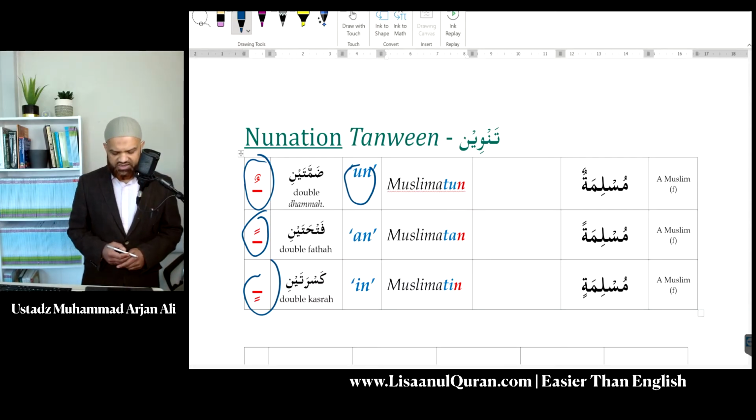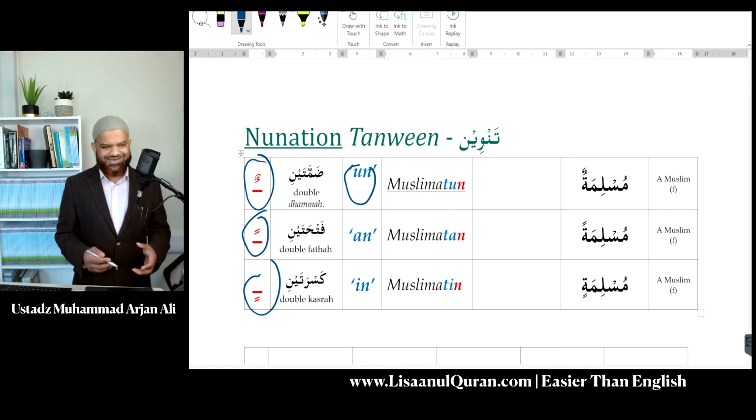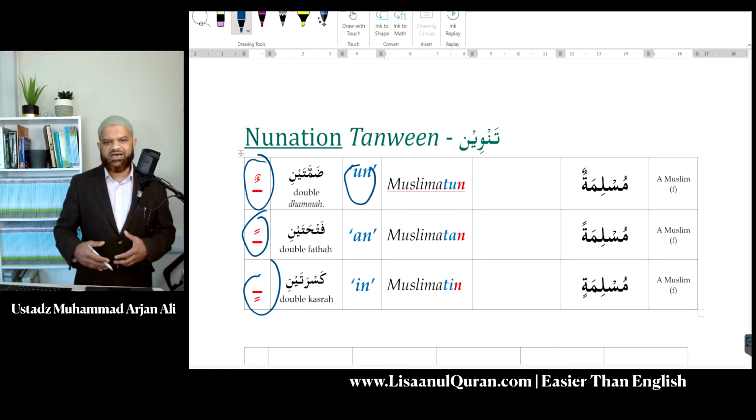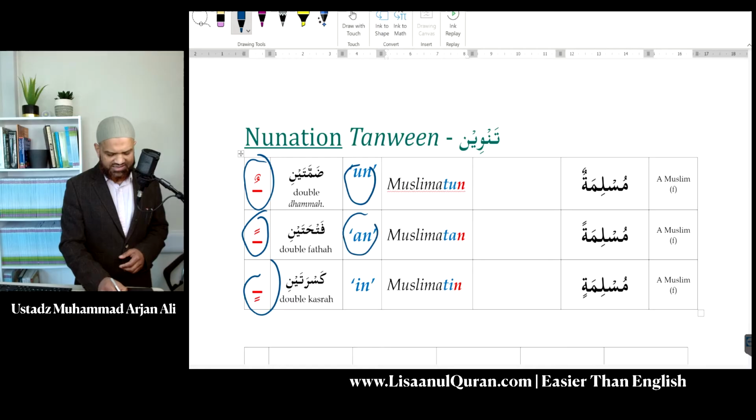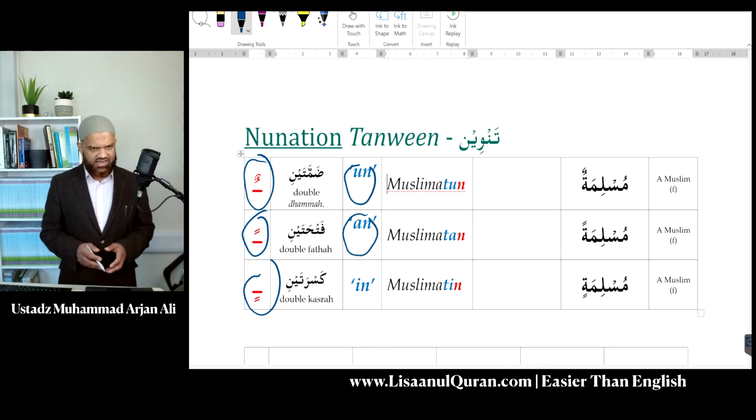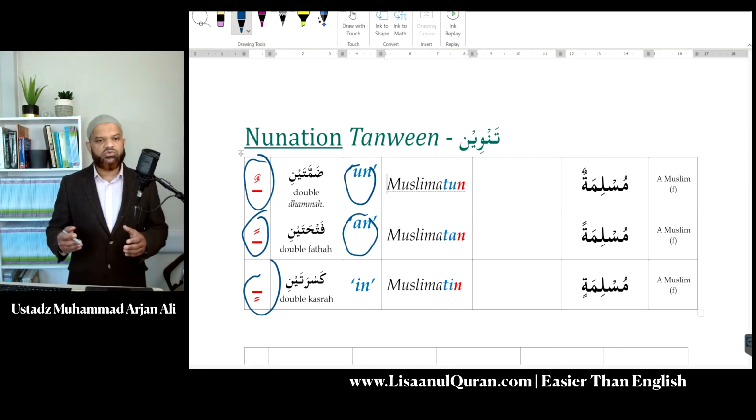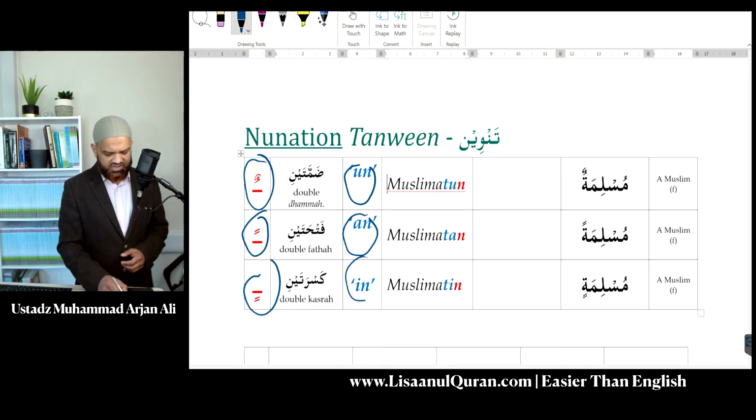Muslimatun. And then in the next example, you'll see an sound with the two fathas, you get muslimatan. Again, you can see an an sound coming at the end. And then in the last example with the two kasras, I've got muslimatin. And again, you can see an in sound.